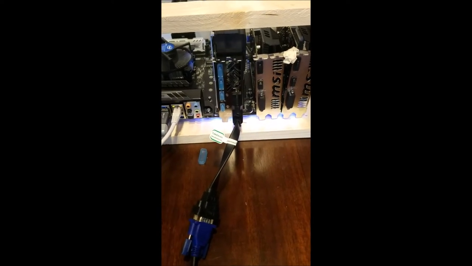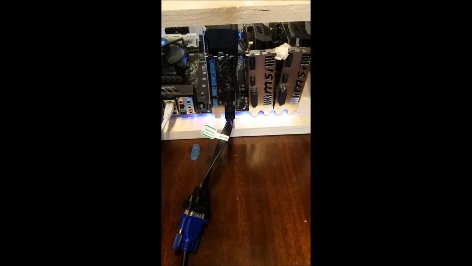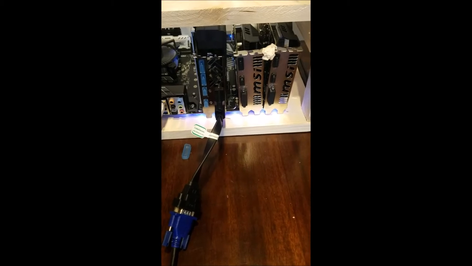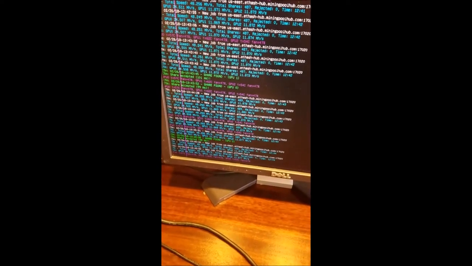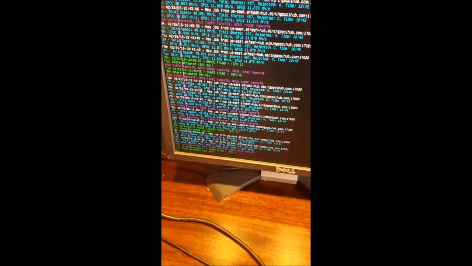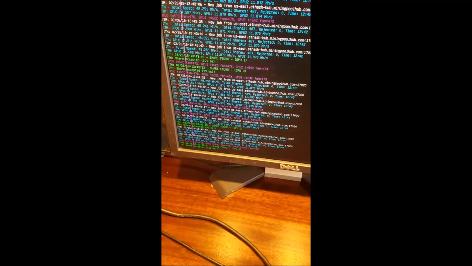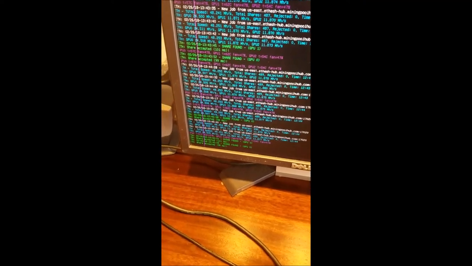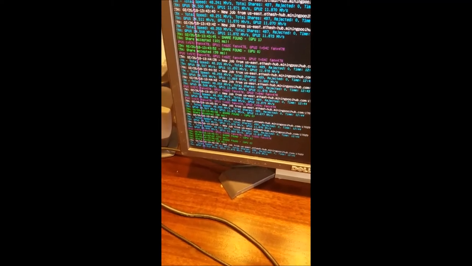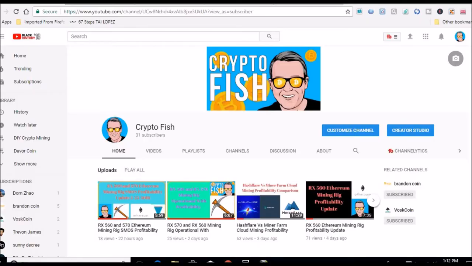Alright, so we'll jump into the computer now and we'll go over some stats and see what it's been doing. Real quick, this is what it's been mining for about 12 hours, 42 minutes now. About 48.25 megahash between the three cards. Alright guys, I'll see you inside the computer.